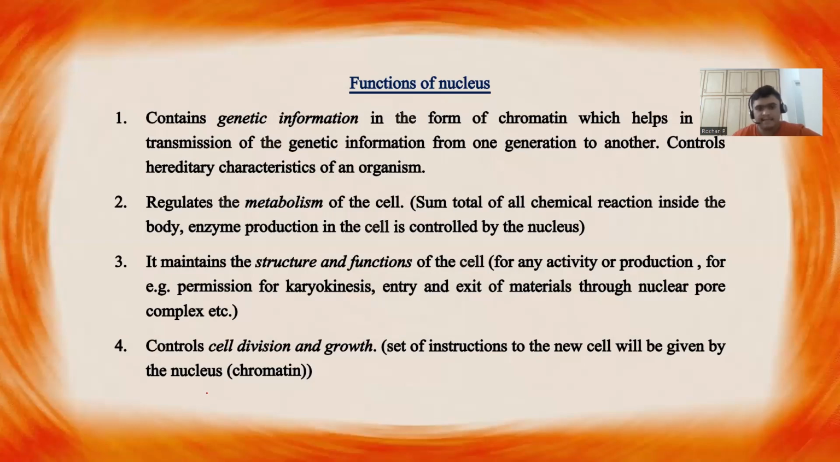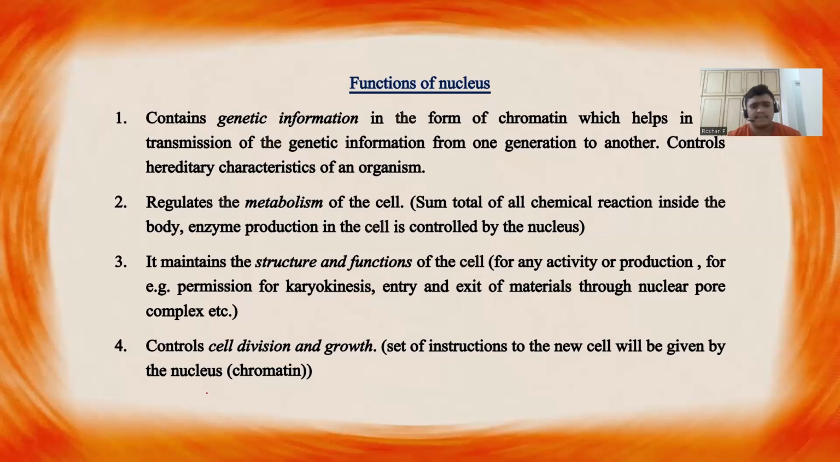It maintains the structure and functions. As I told you, if anything has to enter into the nucleus, then the nucleus itself is responsible. Or say, for cell division to happen, we all know the first step is karyokinesis. Karyon means nucleus, kinesis means division. If karyokinesis has to start, who is going to initiate it? It is the DNA of the nucleus itself. The nucleus is going to tell the cell, okay, divide. Then only it is going to start dividing. That is about maintaining the structure and functions.